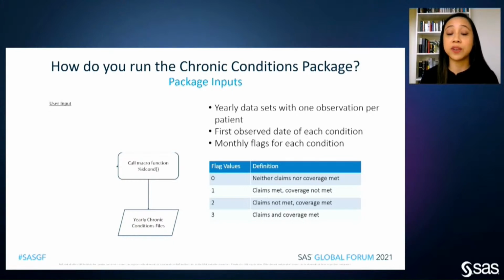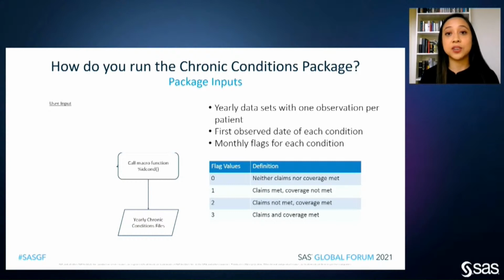So for example, if you've only provided 3 years, it will only look for a first ever date within those 3 years and not earlier or later. And as I've already mentioned, it produces monthly flags with the values that we've discussed. From there, you can merge this data to any analytical data set or you can use it as is to find incidence or prevalence rates.